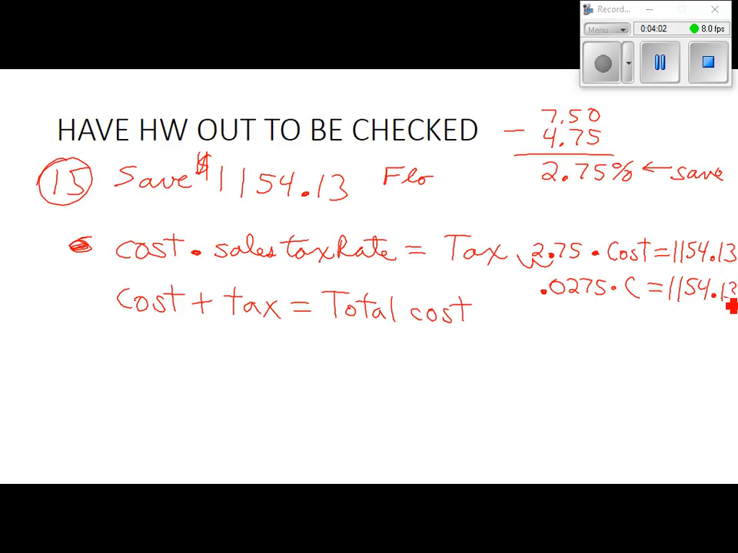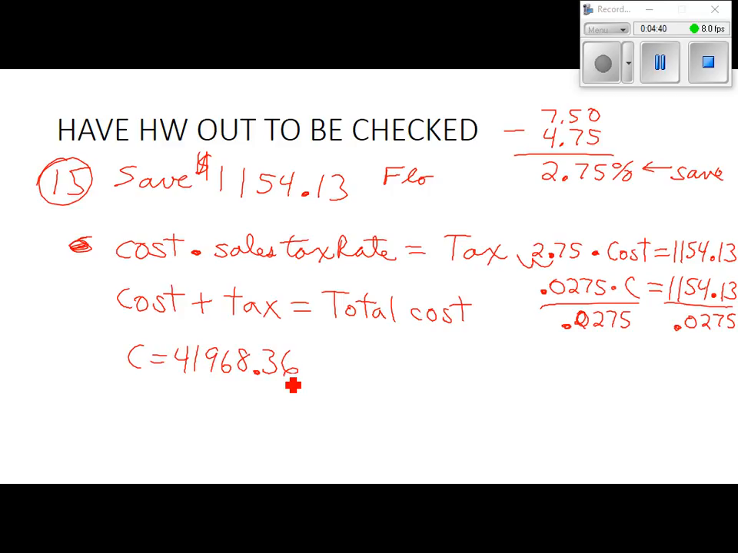How do I figure out the cost? Divide both sides by 0.0275. What should happen to a number when you divide by a number like 0.0275? It should get bigger, right? That is 41,968.36. So what's the cost of the automobile? That right there.